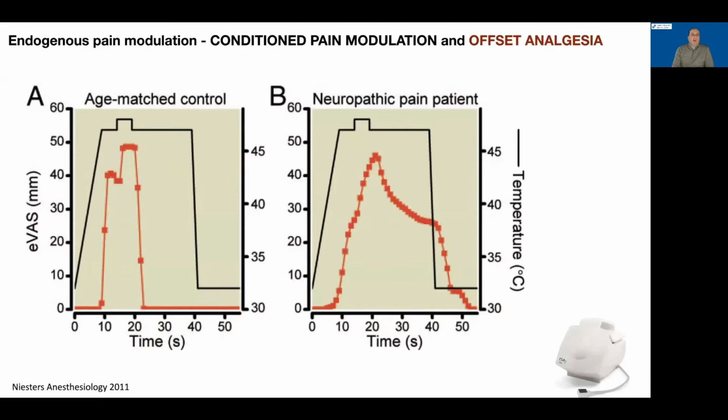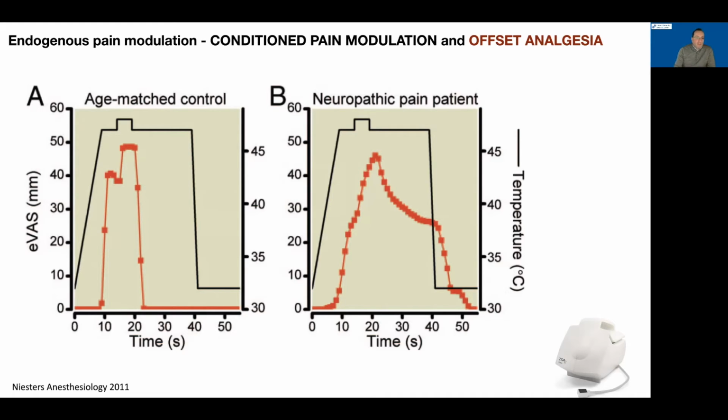Now, apart from conditioned pain modulation with the QST, you can also perform what we call offset analgesia. Offset analgesia is a temporal and not a spatial form of endogenous pain modulation. As you can see on the left, the black line gives you the temperature applied to the skin. There's an increase in temperature to around 47 degrees, which is kept constant for 5 seconds. Then for 5 seconds, you increase the temperature by 1 degree. After 5 seconds, you go back to the initial temperature level of 46, 47 degrees, and then you go back to baseline after 20 seconds.